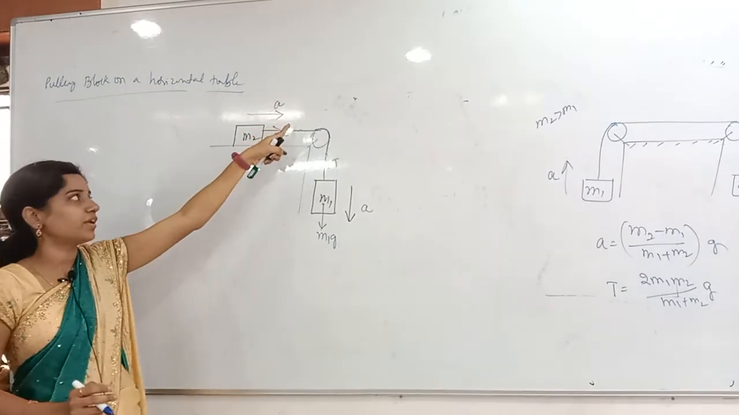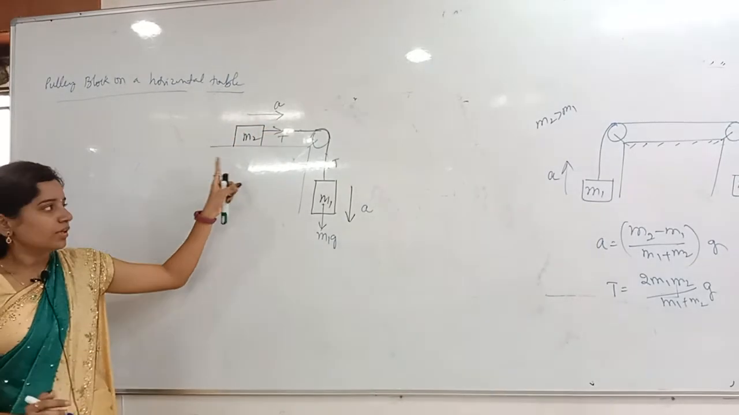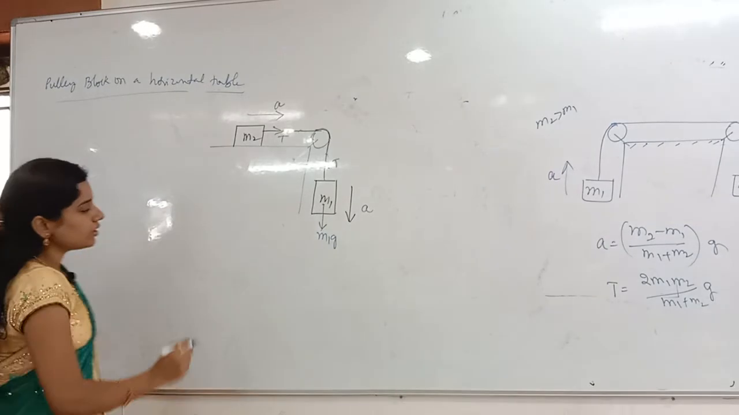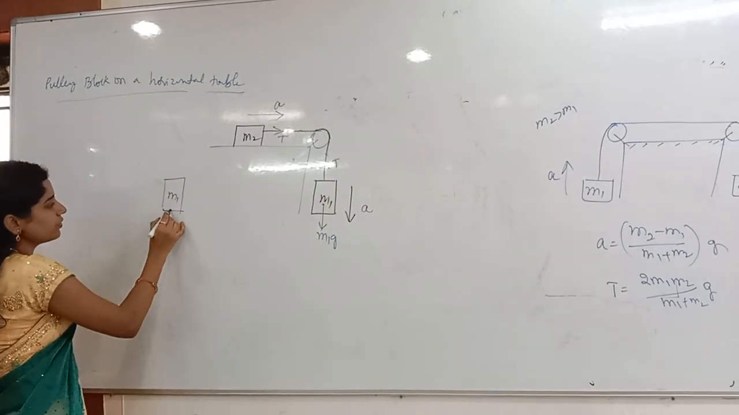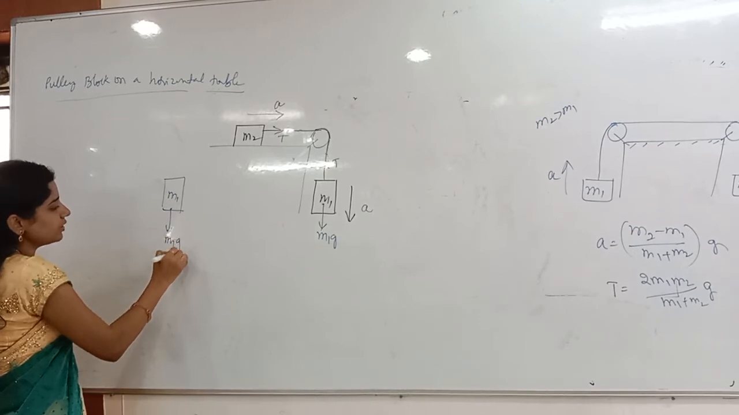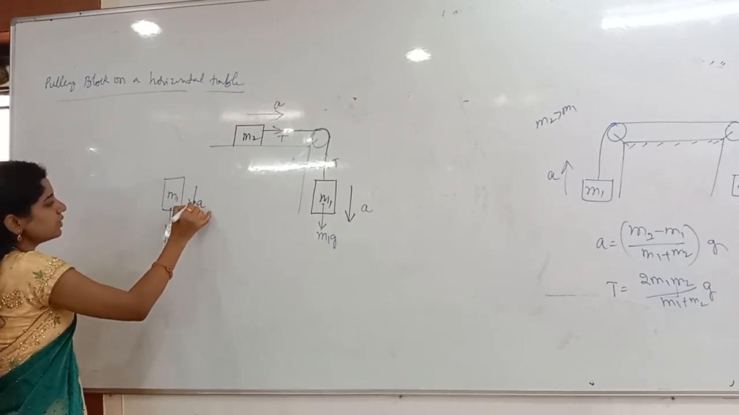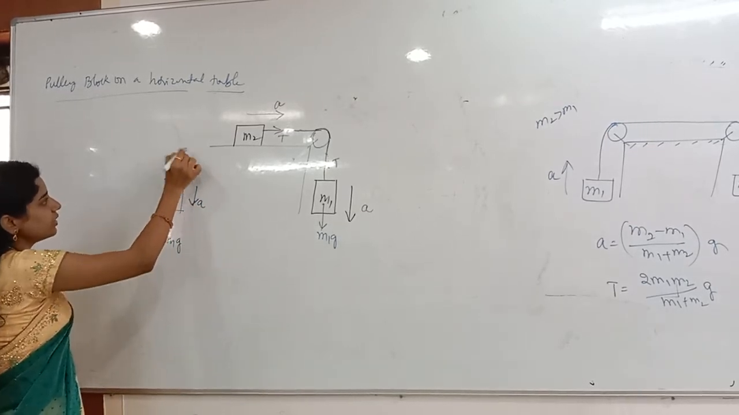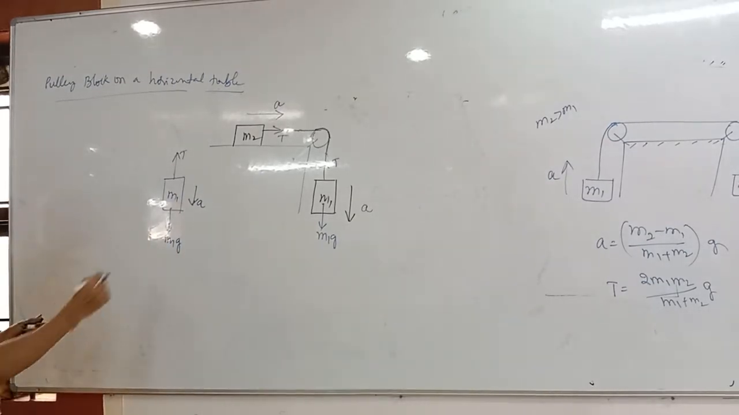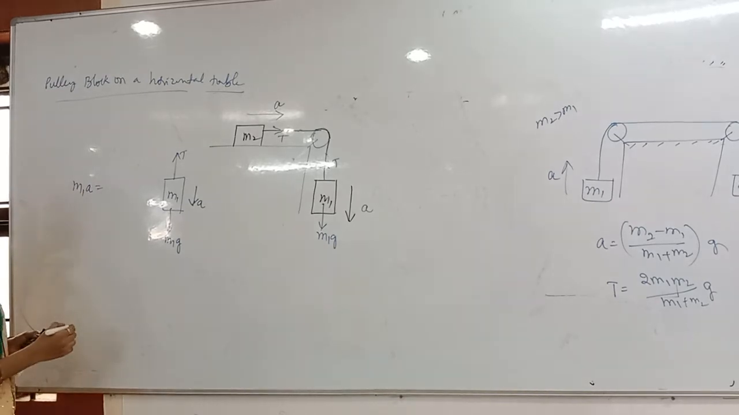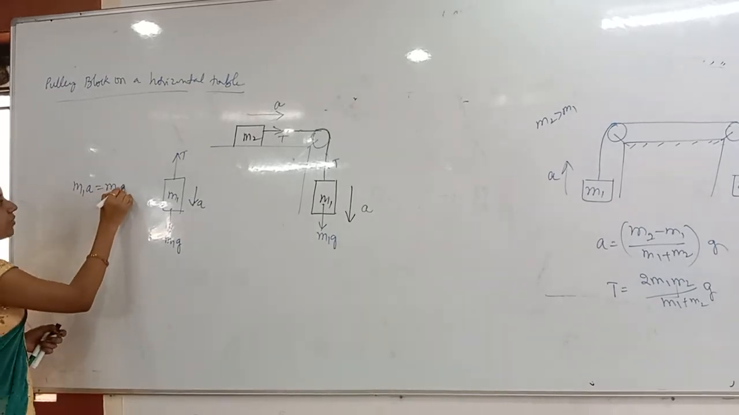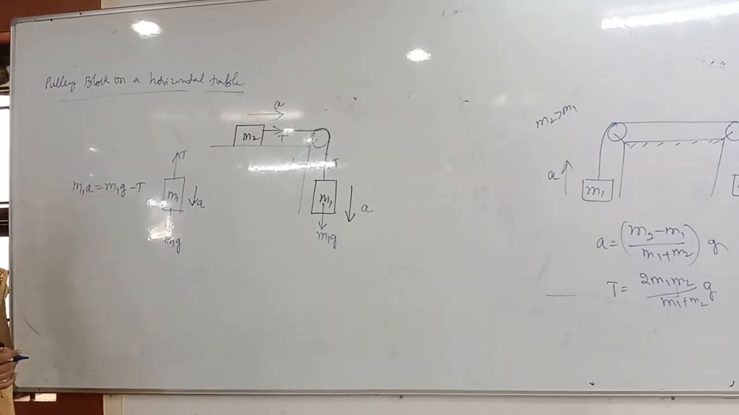Because we have to find what? Acceleration. Now if I draw the free body diagram of m1, m1g is acting in the downward direction, acceleration is downward, and tension is in the upward direction. Now tell me the equation for this. m1a equals m1g minus T.